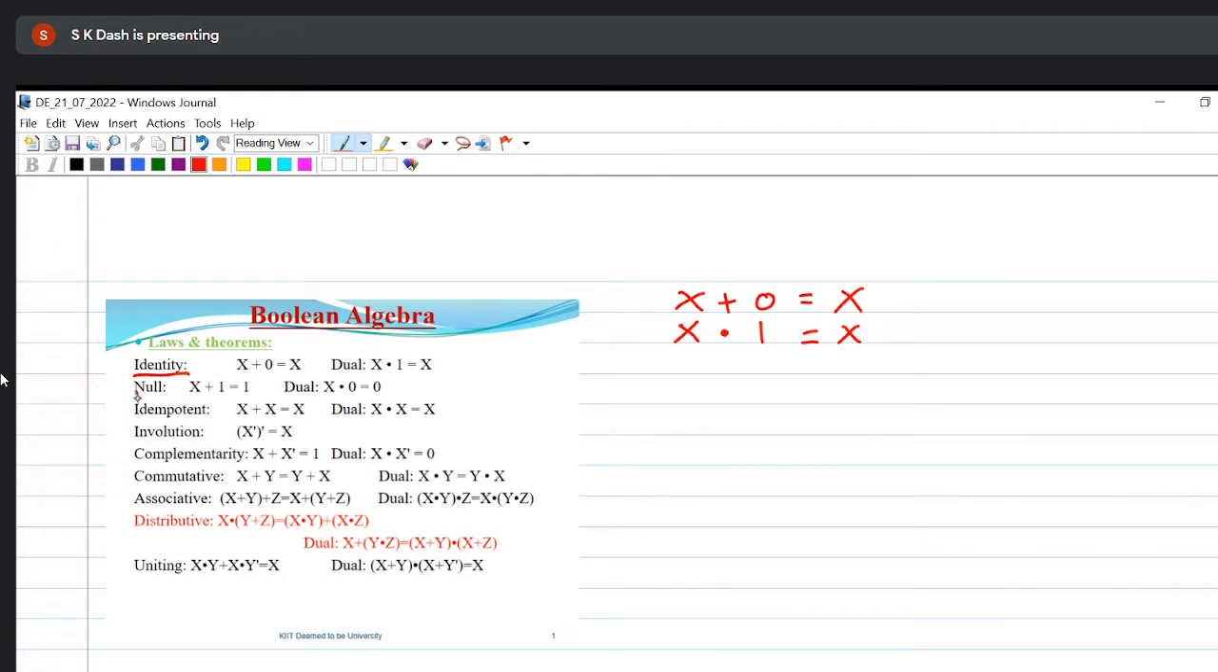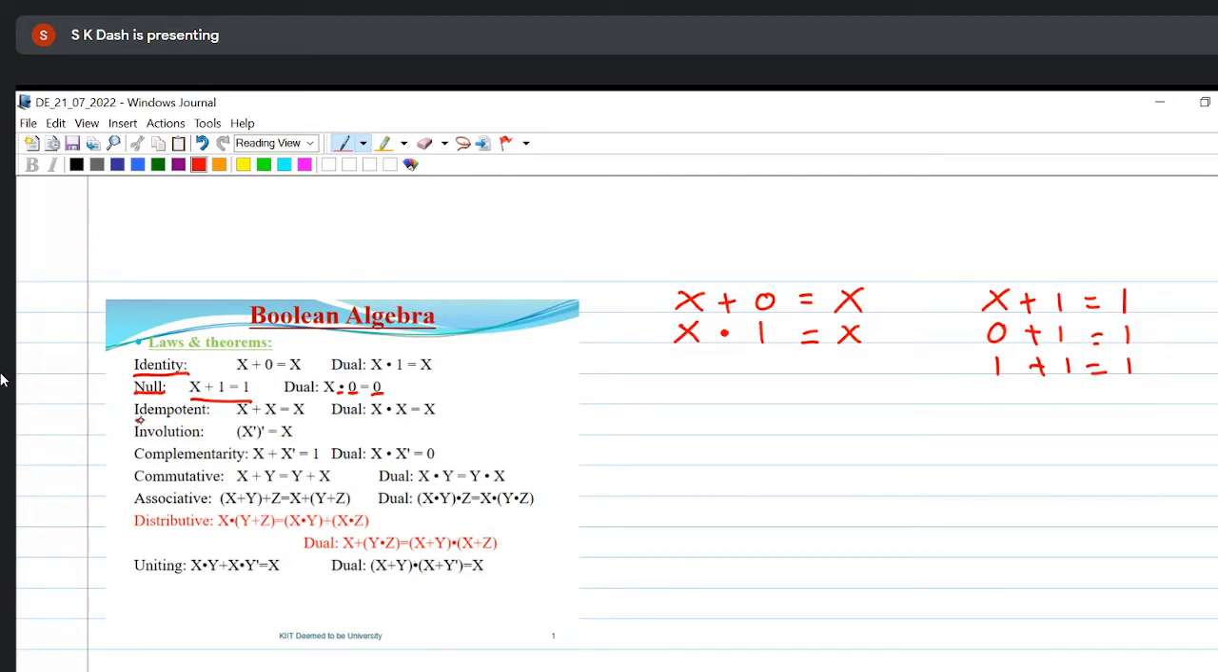The next law is called the null law. As per this, x plus 1 is equal to 1. x can be 0 or 1. 0 plus 1 is 1, and 1 plus 1 is also 1. So irrespective of the value of x, x plus 1 is always equal to 1. What is its dual? Plus is replaced with dot, and 1 is replaced with 0. So x dot 0 is equal to 0. This is called the null law.